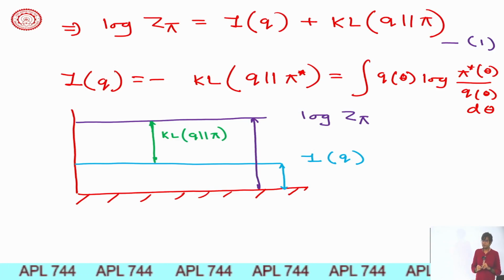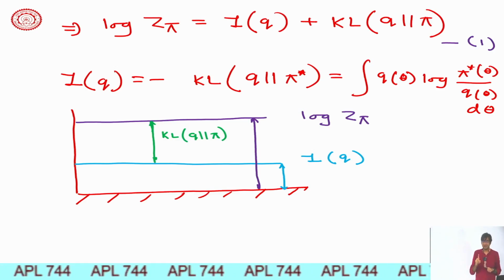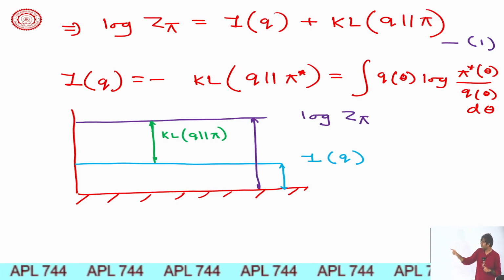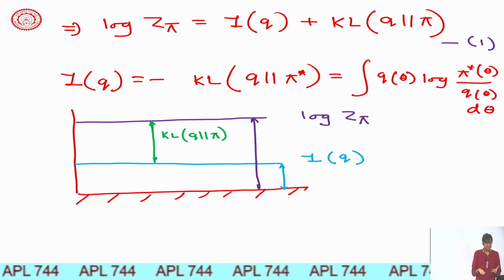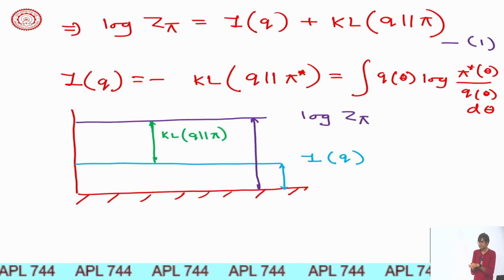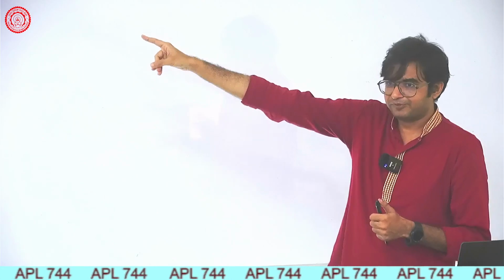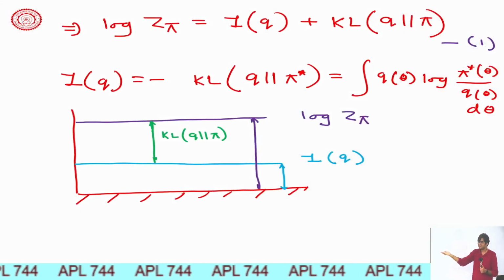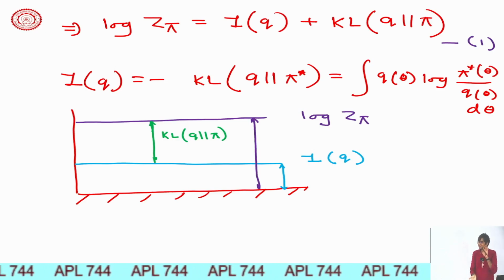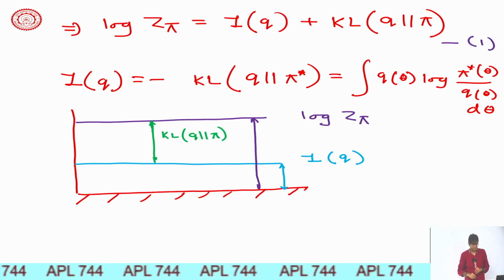And why is L of Q important? Because you have to remember we cannot work with KL between Q and pi because pi is not known. But we can work with L of Q because L of Q is involving only pi star. So instead of working with KL between Q and pi, which is to be minimized, which we cannot because pi is not known, we can work with the L of Q, which is negative of KL of Q and pi star. And pi star is known to us. And we can try to maximize that. Negative will maximize, positive will minimize. Okay? Clear?